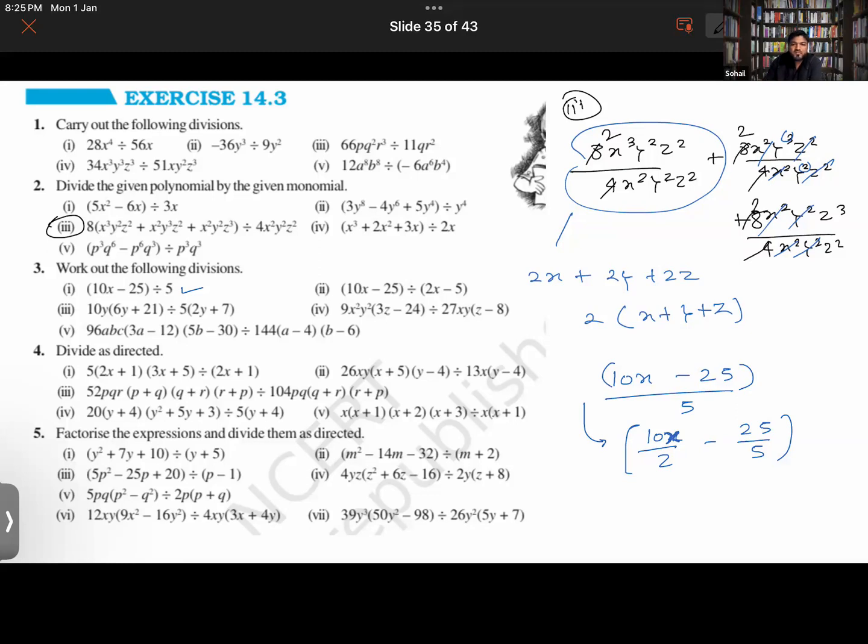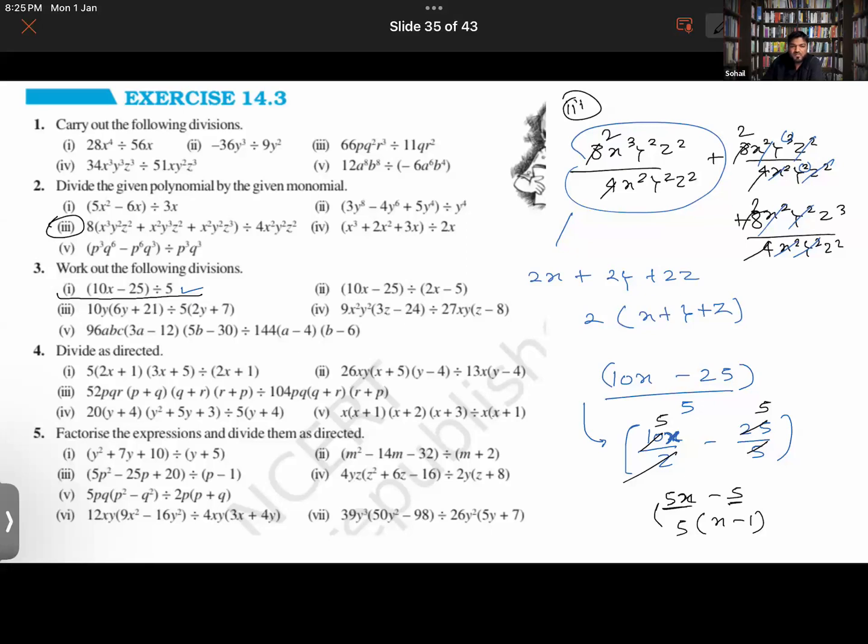Ahmed, are you there or not? What should be the answer of this one? Right now we are doing question number 1 of 3. There's nothing new in this question. So basically 2 times 5, 5 times 5, so 5x minus 5 is what we have got now. Further I can write it as 5 times x minus 1. Why? Because I have taken 5 common here. Both of them have 5 common.